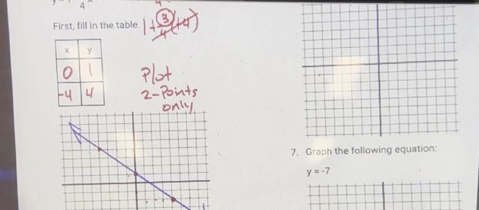Okay, so number 6. Graph the following equation. And let me grab 2 from, let me do one on the computer.